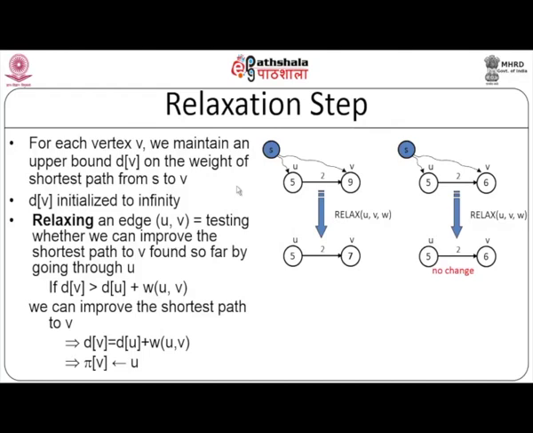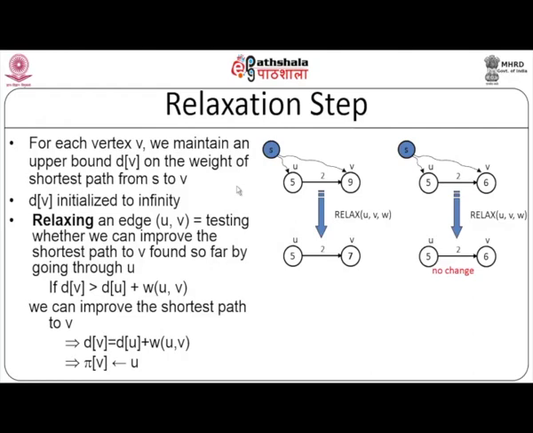That means, initially remember it is infinity. Every time you find a shorter path, you just change it. If it is less than infinity, we put it. So, suppose d of V is equal to 10 and you find another d of V equal to 5, then you replace it. So, d of V is initialized to infinity, as we have already discussed. Now, relaxing an edge uv means testing whether we can improve the shortest path to V found so far by going through u.